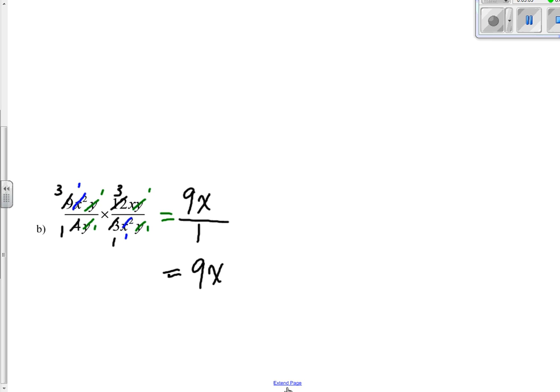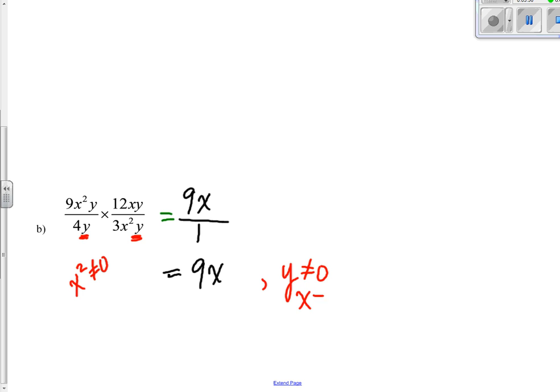However, there are some restrictions. I'm going to look back at the original question. The original question had a y in two different places, but nevertheless a y on the bottom. So one of my restrictions is y can never be 0. I also had an x squared on the bottom. If x squared can never be 0, then x cannot be 0. My second restriction is that x can also not be 0.